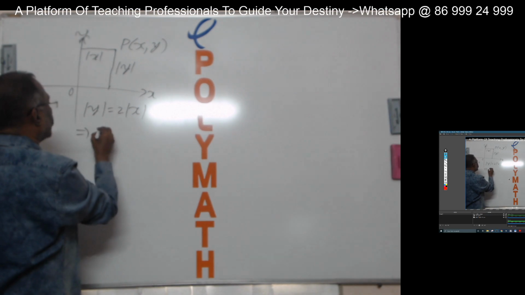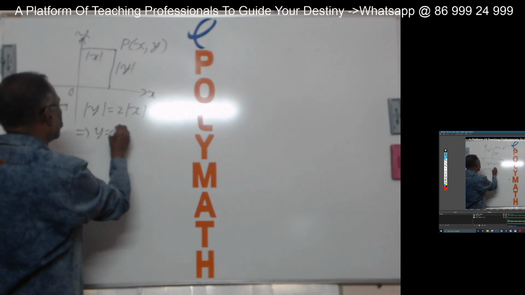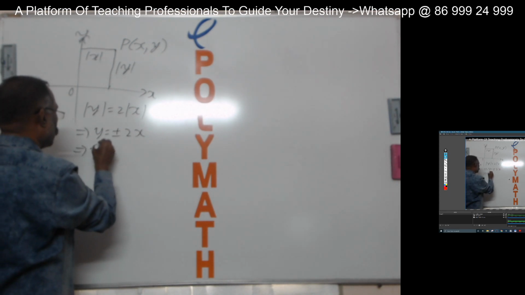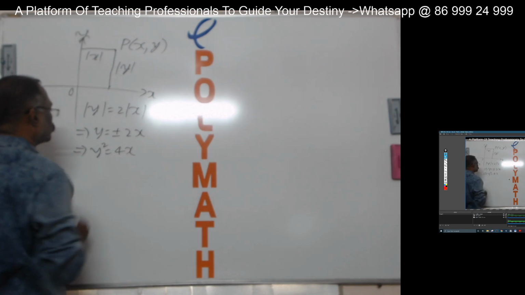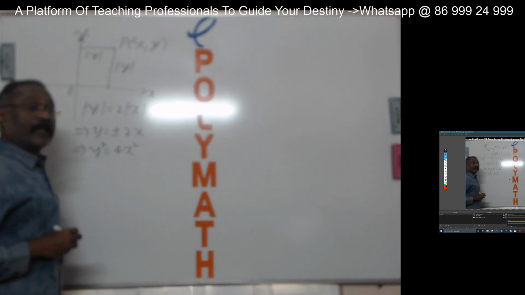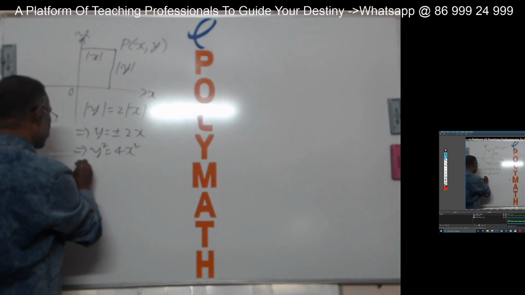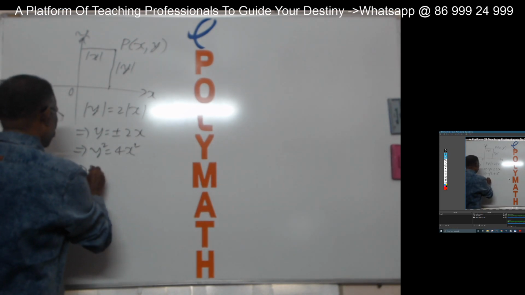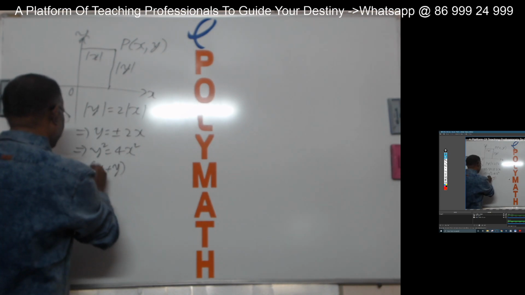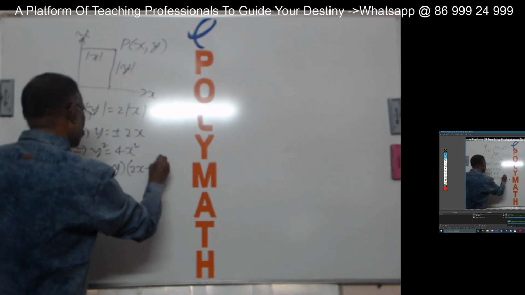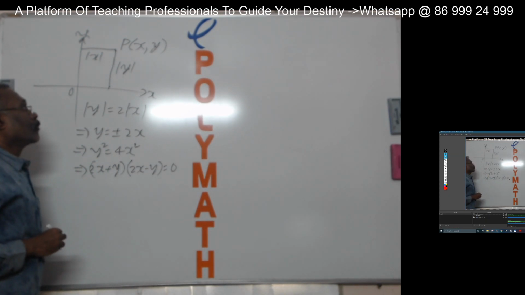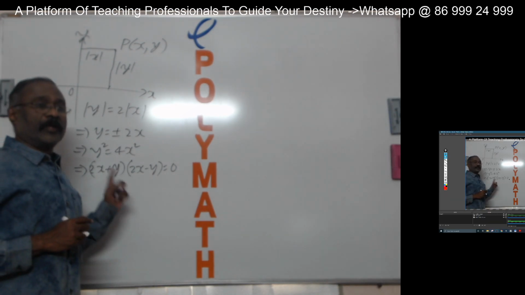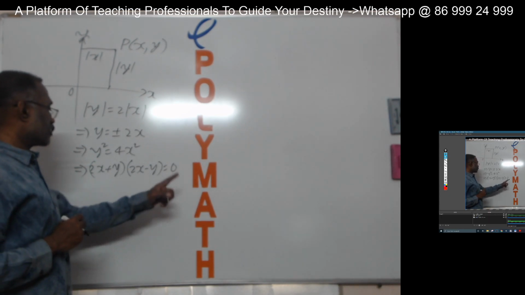In fact, you will get two answers here. y is equal to plus or minus 2x. Implies the answer should be y square is equal to 4x square. That is, you can write it as (2x plus y) into (2x minus y) is equal to 0. Why is it so? It becomes a line. If you write individually, 2x plus y equal to 0 is one line and 2x minus y is equal to 0 is another line.